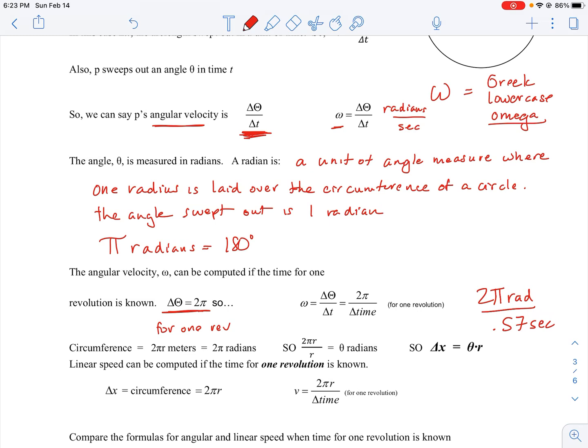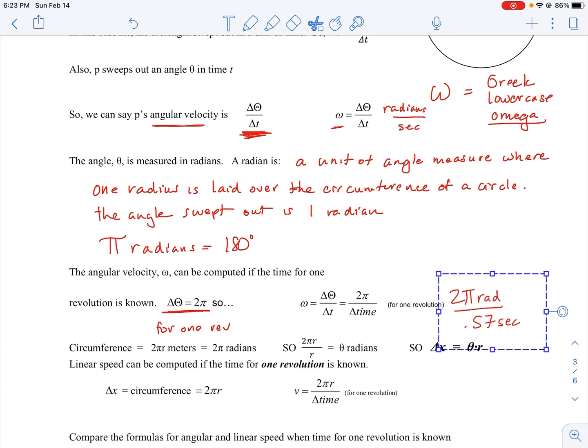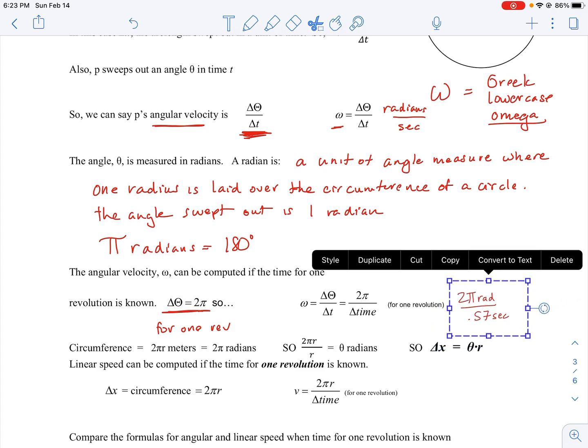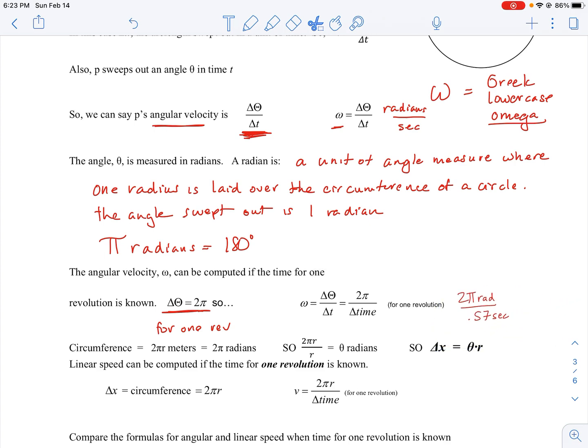I'll do it. 2 times pi divided by 0.57 is 11.02. Now this is an average velocity because we actually know this thing is speeding up. So we'll talk more about the acceleration in an upcoming video. But for now, I just want you to be able to picture it.